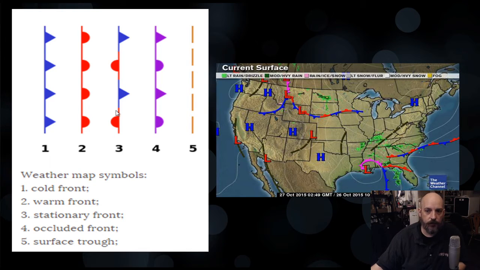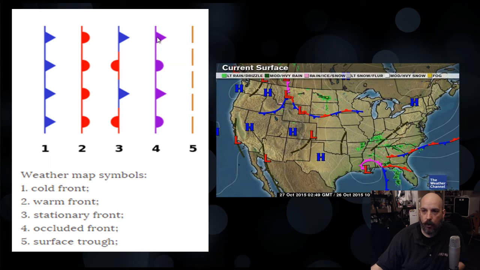The third weather system was a stationary front, and that's where the warm and cold are both in the lines. So I can see a stationary front going through the middle of the United States here. Off in the eastern part, there's another stationary front that's moving away as well.